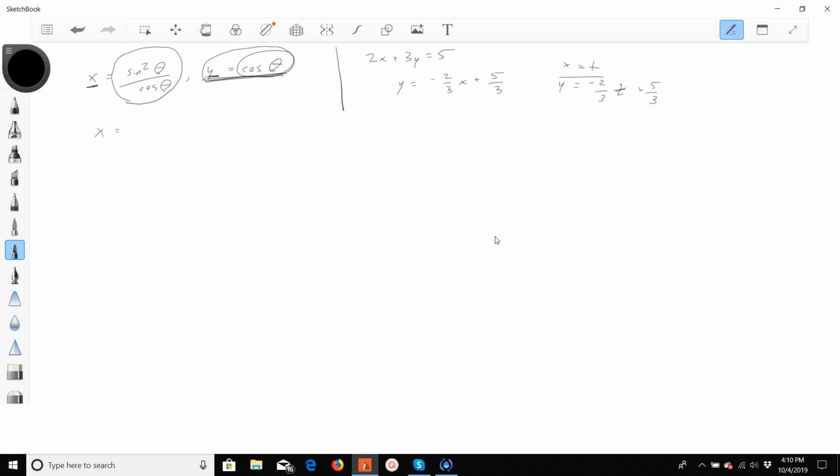So how can I do that? I know x is equal to 1 minus cosine squared theta over cosine theta, which is 1 minus y squared over y. And that is it. That is your, they might call it rectangular. That's another word they might use instead of eliminating the parameter. That is your rectangular representation of this parameterized curve.